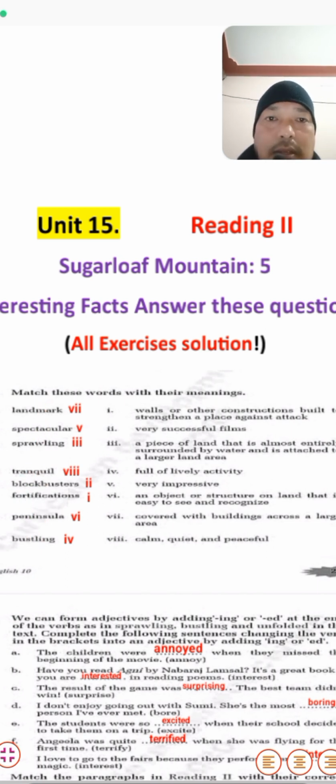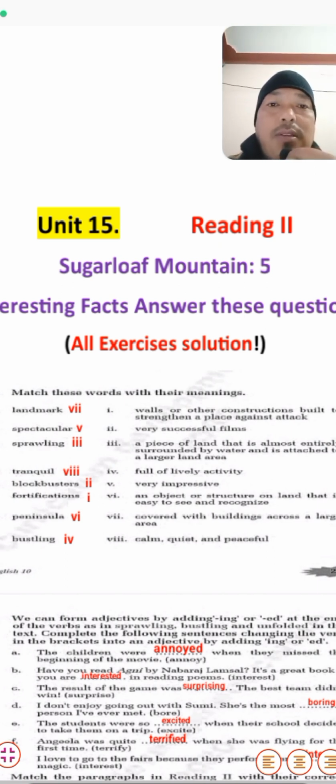So here are some meanings and words given, students, that you have to match with these meanings. The first one is landmark. A landmark is number 7. Covered with buildings across a large area. Spectacular, it's number 5, very impressive. Sprawling, number 3, a piece of land that is almost entirely surrounded by water and is attached to a large land area. Tranquil, students, it's number 8, calm.